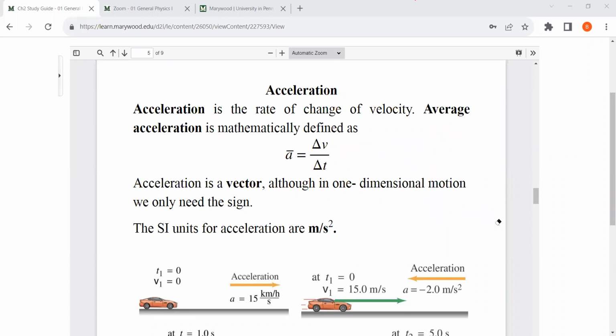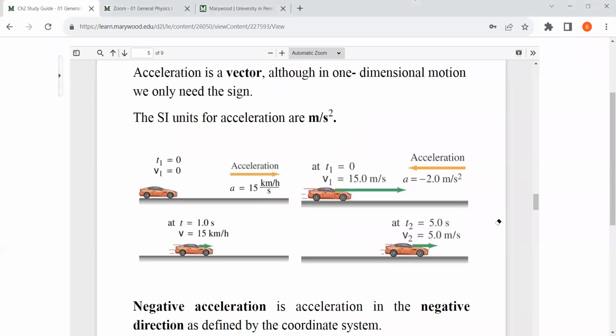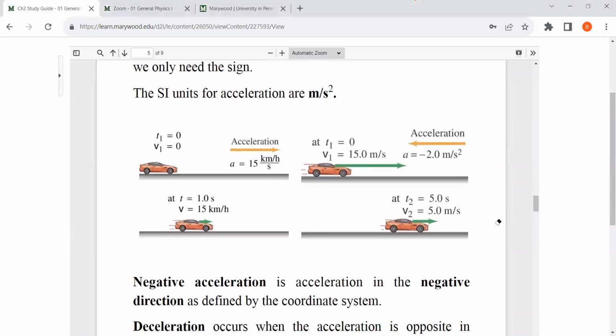In velocity we see that the direction of the velocity is basically the same as the direction of the displacement. Here it is a little bit different. So let's see how it is different from the earlier concept we learned, different from velocity. To understand this, let's consider these two examples, the left and the right.